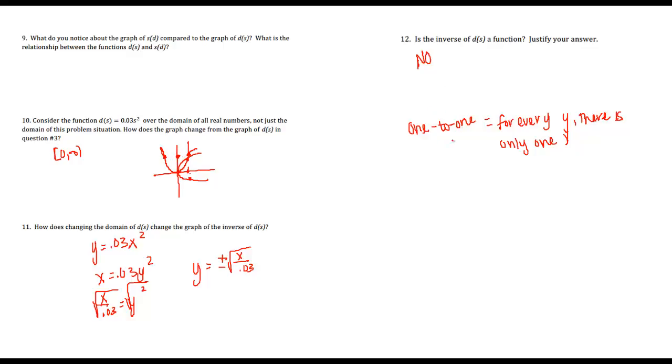Now, a function doesn't have to be 1 to 1, but in order for a function to have an inverse that is also a function, it has to be 1 to 1. And to figure out if something's 1 to 1, you just do the horizontal line test, the opposite of the vertical line test. So remember, in order for something to be a function, it has to pass the vertical line test. In order for something to be 1 to 1, it has to pass the horizontal line test. And only 1 to 1 functions will have inverses that are also functions.